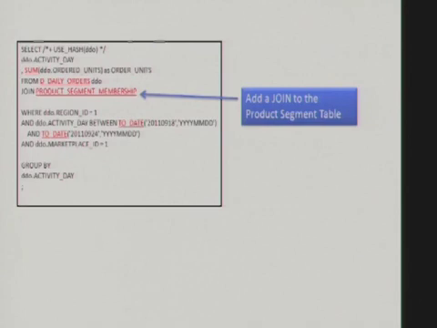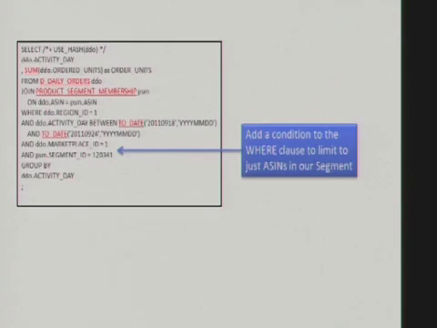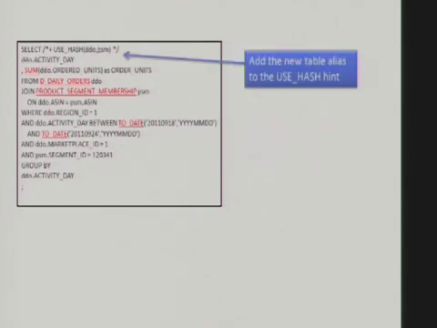All right, so we're going to do a join to the product segment membership table. We'll just alias that as PSM. We're going to join on where the ASIN in the daily orders table is equal to the ASIN in the product segment membership table. And then in our where clause, only return results where the segment ID is our segment that we just created, or that I created a long time ago. Oh, and then we'll update our use hash int because we added a table.